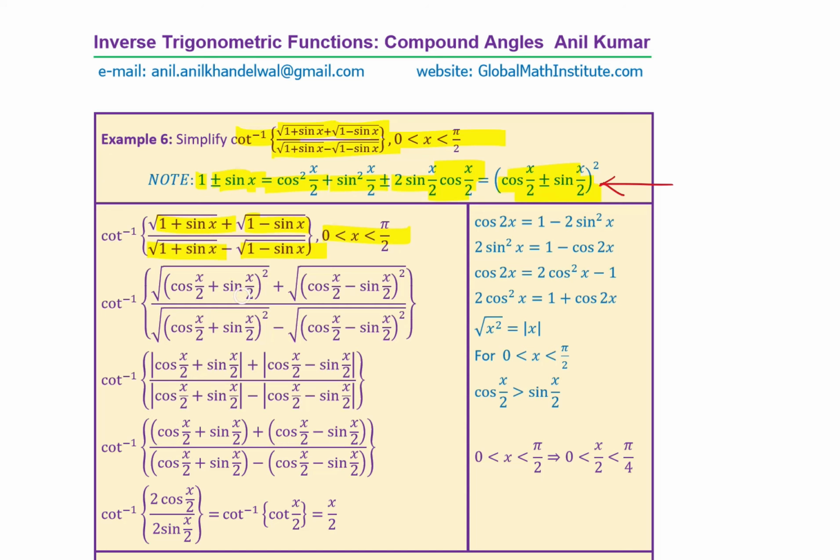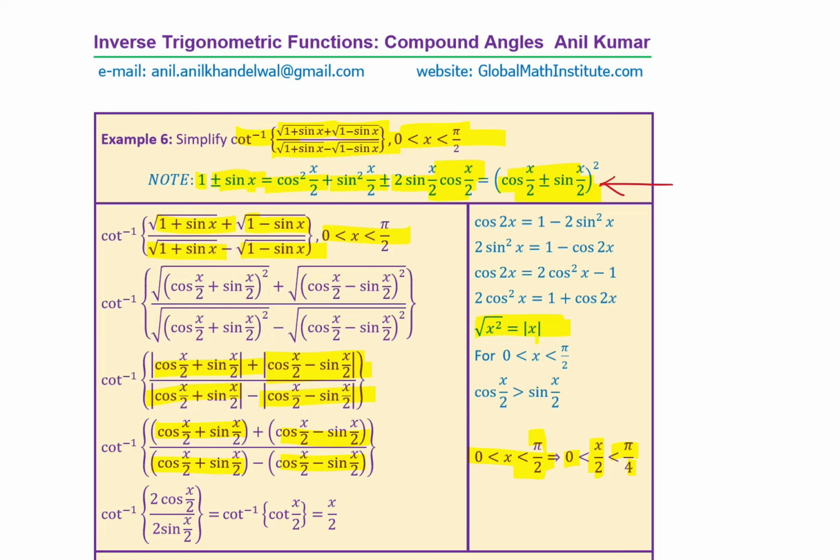Once you get that, we'll write the square root of x square as the absolute value of x. So we got the absolute value of cos x by 2 plus sin x by 2 plus the absolute value of cos x by 2 minus sin x by 2. Now these absolute values we have to work out within the domain 0 to pi by 2. So if x is between 0 and pi by 2, then x by 2 is between 0 and pi by 4. In that case, we know the absolute values will be positive only, so we wrote them as cos x by 2 plus sin x by 2 plus cos x by 2 minus sin x by 2.